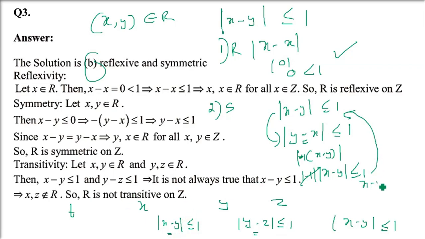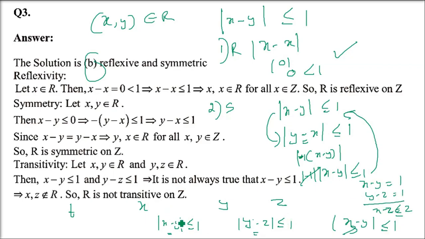I'll just give you a kind of guess. How do I find out? Take x minus y equal to 1, y minus z equals 1. I'm taking it as equal. So just add these two. We get x minus z equals 2. Now with less than or equal to, I'm just taking a way we can understand this. x minus z is less than or equal to 2. It is not less than or equal to 1 still. So we know that this is not transitive on Z.